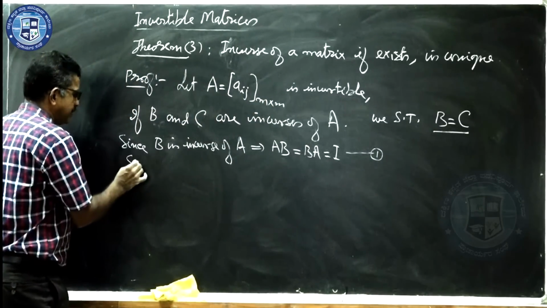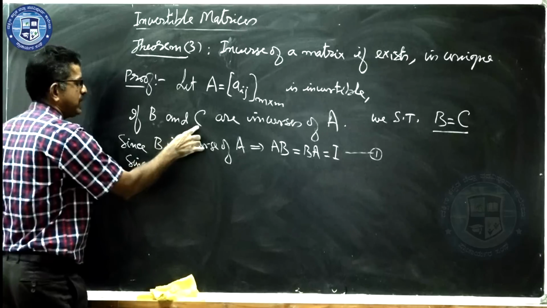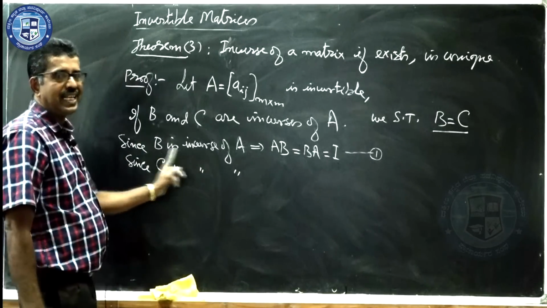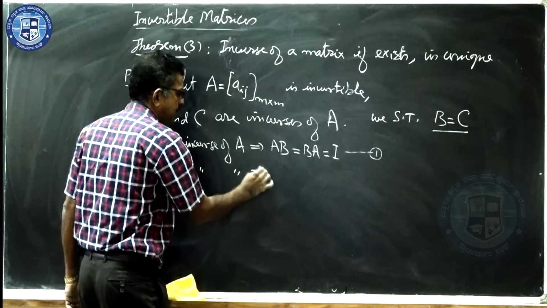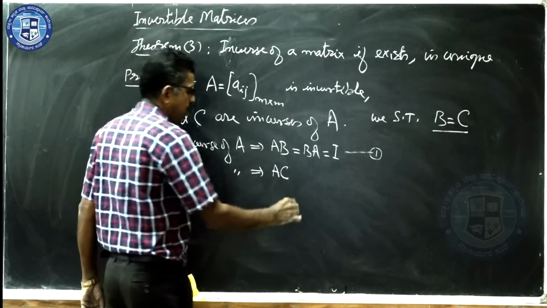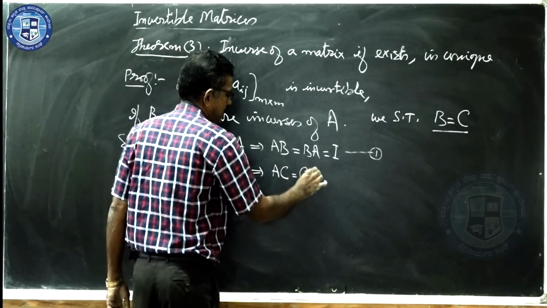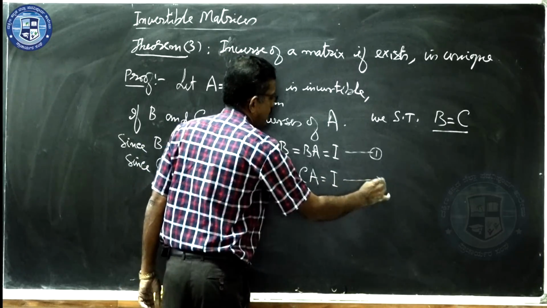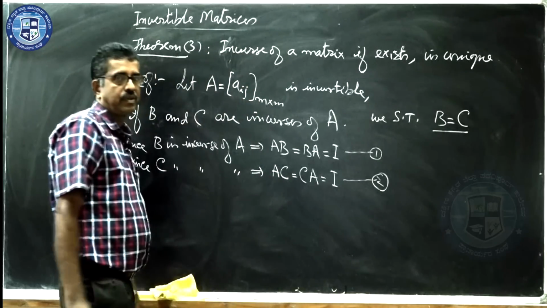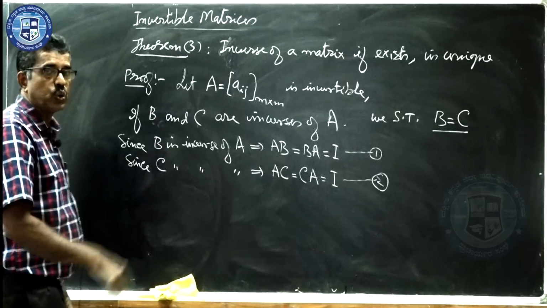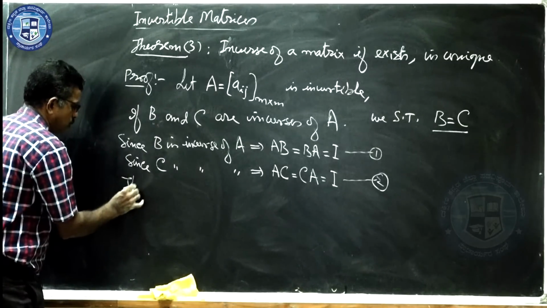Now, what about C? C also is an inverse. Since C is the inverse of A, this implies A into C, AC, is the same as CA, C into A, and it should be equal to I. I call this equation 2, since C is the inverse of A. Now what you have to do, I'll begin like this.